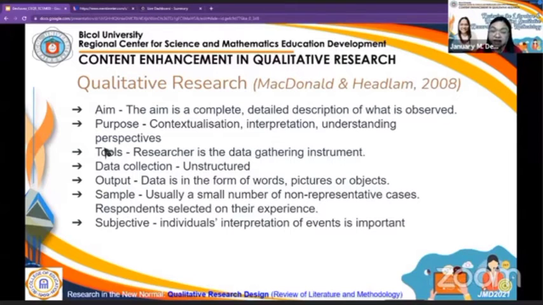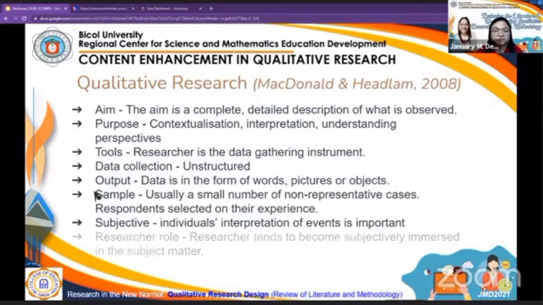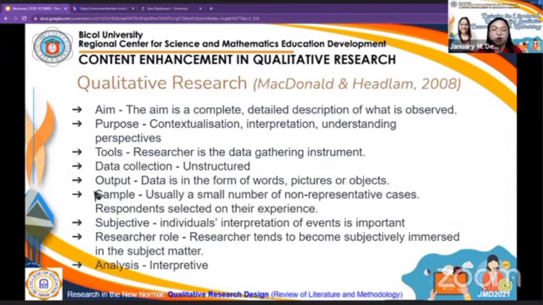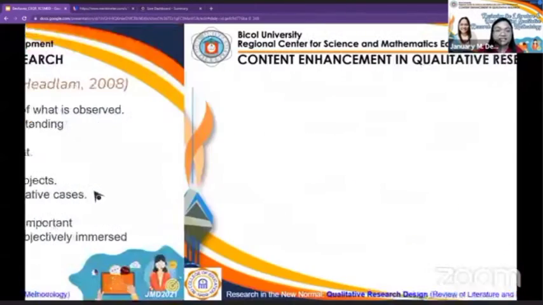And the researcher is the data gathering instrument. And of course, the data collection is unstructured. The output could be in the form of words, pictures, or objects, or the data that you will be collecting. The sample usually is a small number of non-representative cases, and the selected respondents are chosen based on their experience. And of course, if quantitative research is objective, we know that qualitative research is subjective, meaning the individual's interpretation is important, and the researcher tends to become subjectively immersed in the subject matter. And of course, we always anchor it in interpretive analysis.